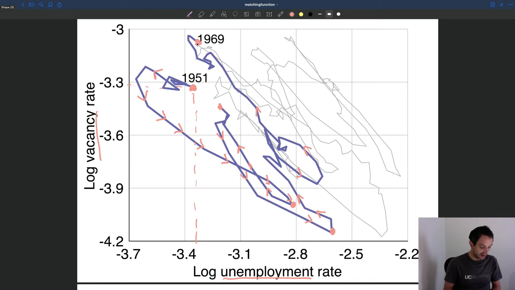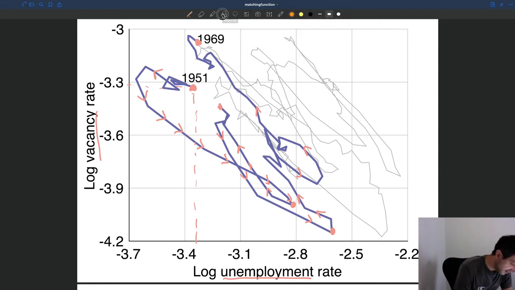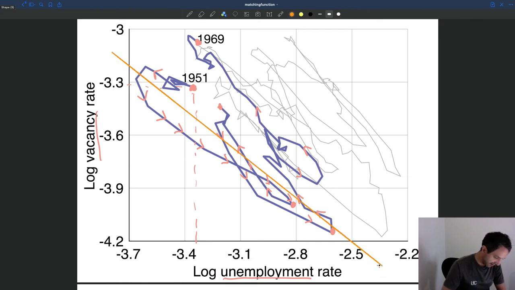So what do we see here? Well, what's very striking is that as the unemployment rate and the vacancy rate are going up and down, they seem to be moving along some almost straight line. So you can see here, first we have an almost straight line. Here, we have another almost straight line. So this is very striking.